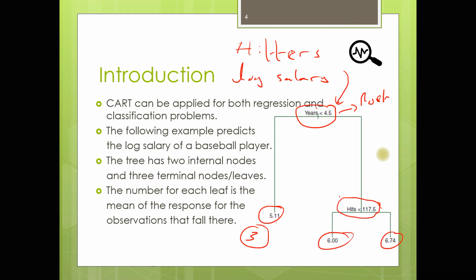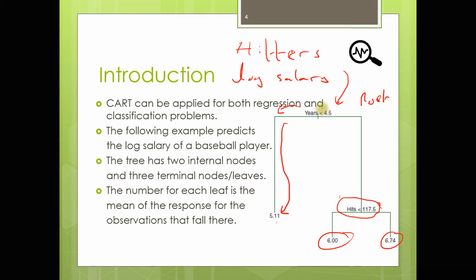So what is the idea behind that? I'm going to give you the interpretation, which is relatively easy. It says here that if a baseball player has been spending less than 4.5 years in major leagues, then, less than means on this side, the log salary is predicted to be 5.11.